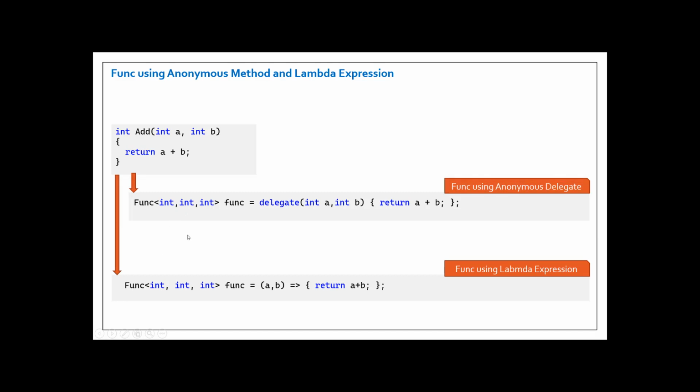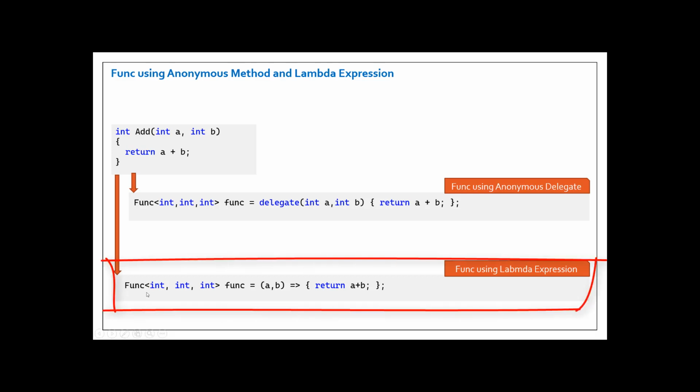In the same way, as we have already seen in the previous video, an anonymous method is basically a lambda expression. So if we can map a func to one anonymous method, that means we can create a func for a lambda expression as well. This is the way we can assign a lambda expression to a func. Instead of the anonymous method, we are writing the lambda expression here, which takes a and b as parameters, then the lambda operator, and we are returning a plus b.